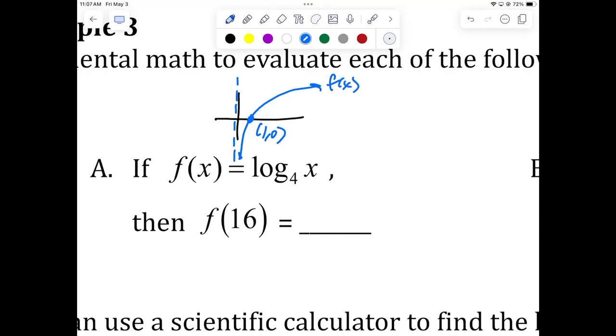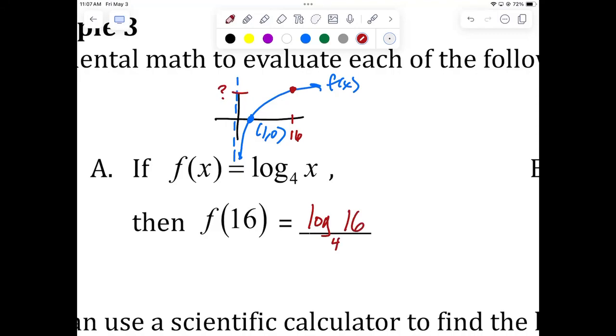I want to know what f of 16 is. You got it. 16 might be way out here. I want to know what this y value is right there. Right? So let's plug it in. f of 16 is going to be log base 4 of 16. And now I want to evaluate that.